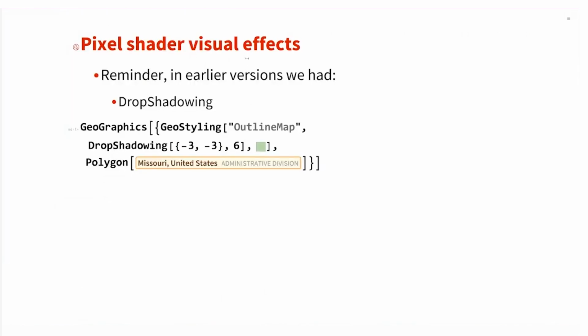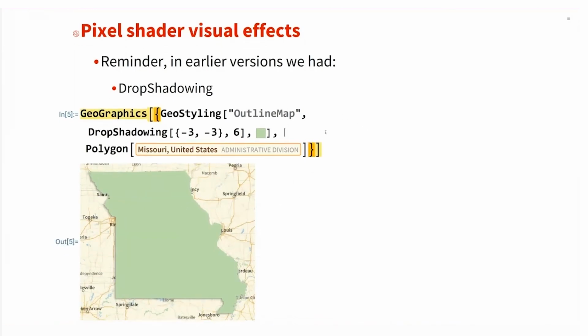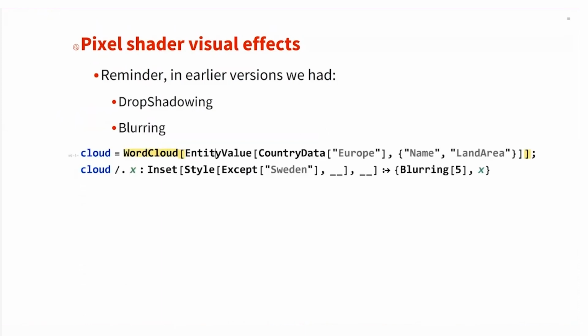Want to talk a little bit about pixel shader effects as well. The drop shadowing as a form of highlighting works in graphics. That is a pixel shading effect. We also have blurring, and here's a similar example. And there we go. Here's an example where I've blurred everything except for one particular thing.